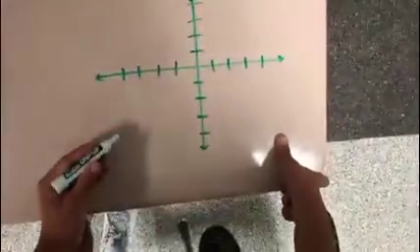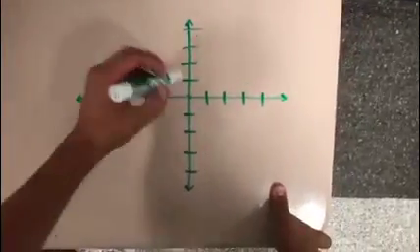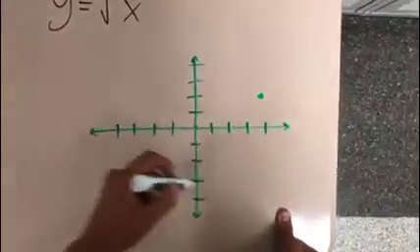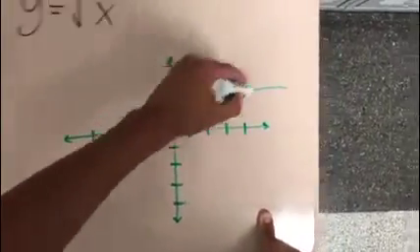Now we come over and graph. So 0, 0, and 4, 2. And there's not enough room for 9, 3, so we're just going to draw it out.